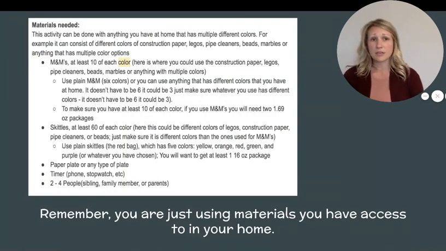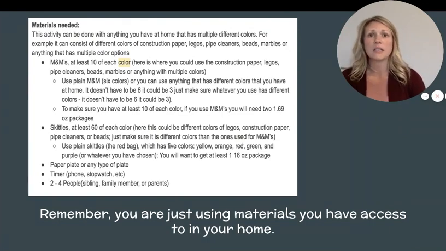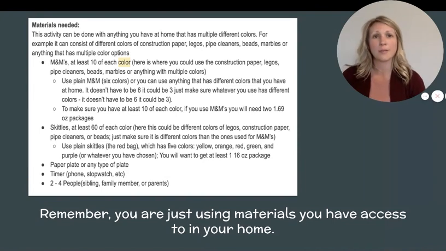So here is the materials that we're going to need. Remember, this activity can be done with anything you have at home that has multiple different colors. For example, it can consist of different colors of construction paper. It can consist of different colors Legos, pipe cleaners, beads, marbles, pom-poms, anything you have that has multiple different colors. So the first thing that we're going to need is to collect M&Ms, or in my case, construction paper. And remember, if you think of M&Ms, they have 6 colors, the plain M&Ms do. So I had to get 6 different colors of construction paper, and I needed 10 of each color.